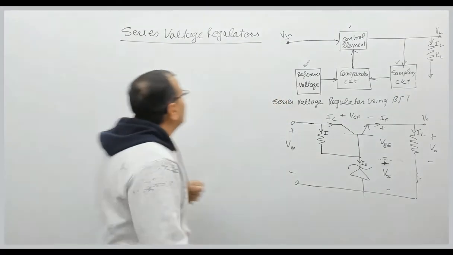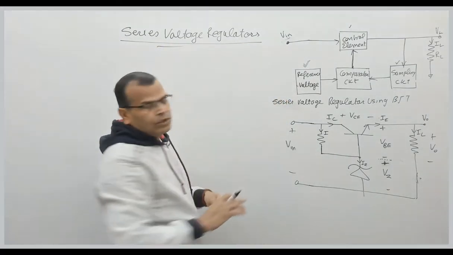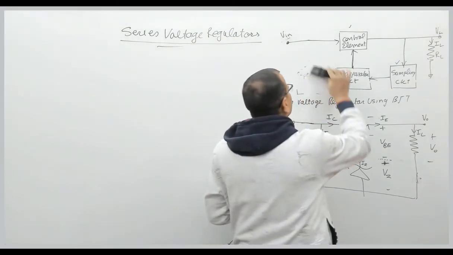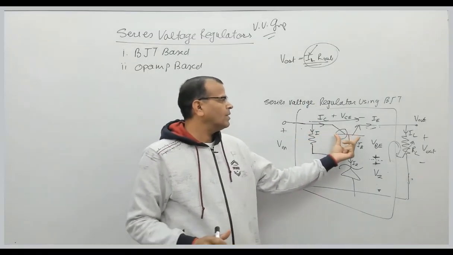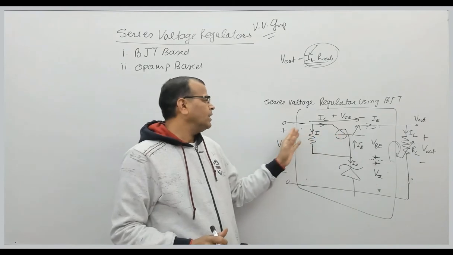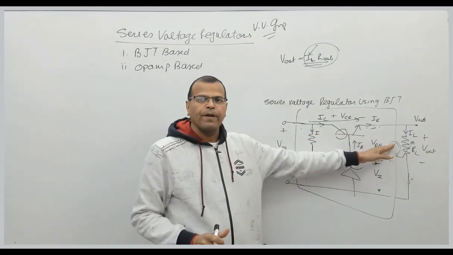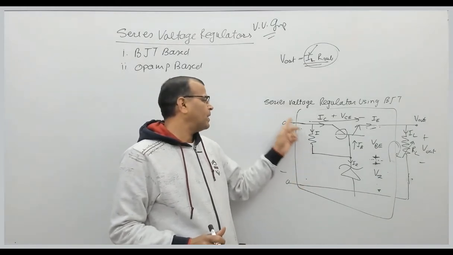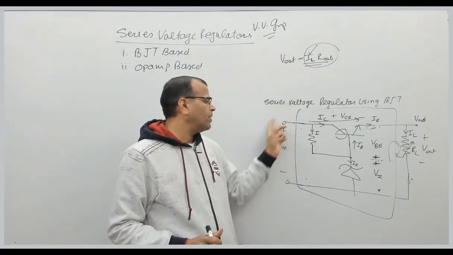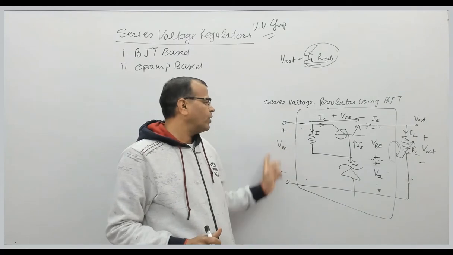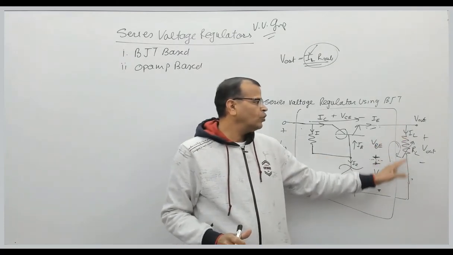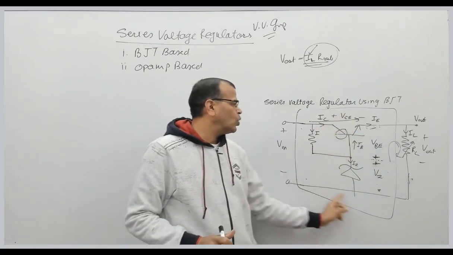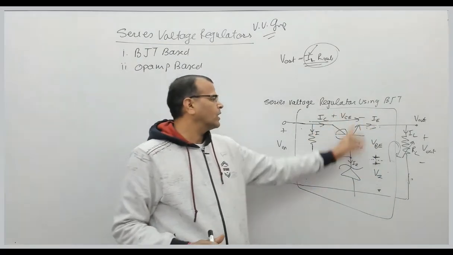So let us start with the practical series voltage regulator based on BJT. Here we have our BJT connected in series with the load. This is the supply coming from the unregulated power supply. This is the output resistance, or load resistance, we can say, and this is the control circuit.